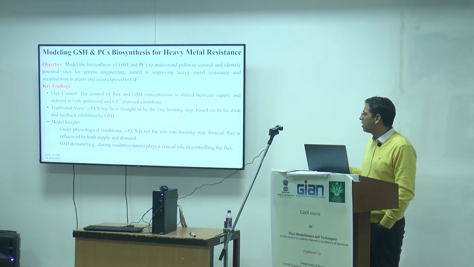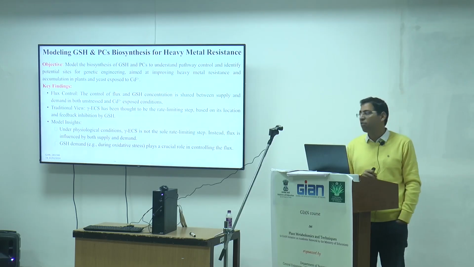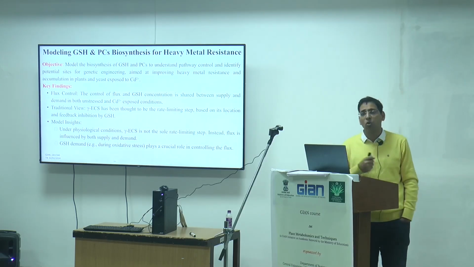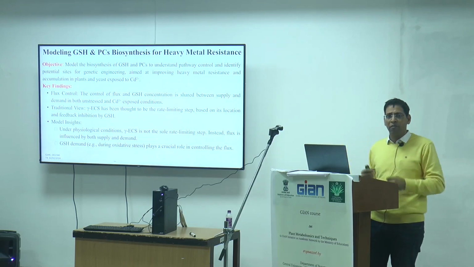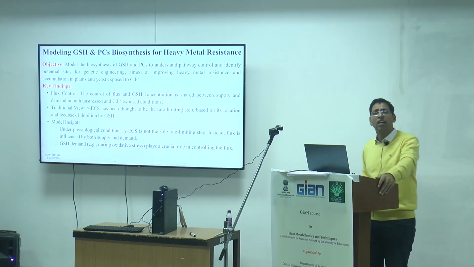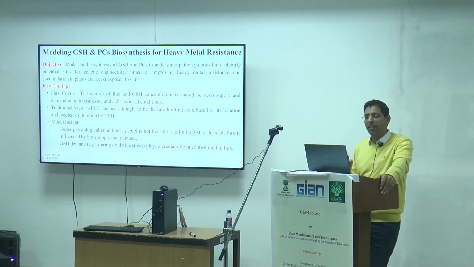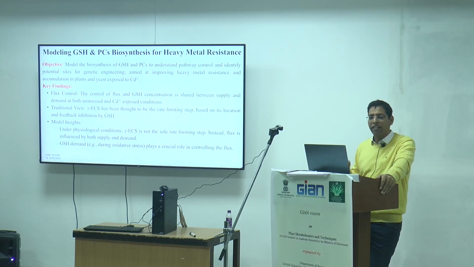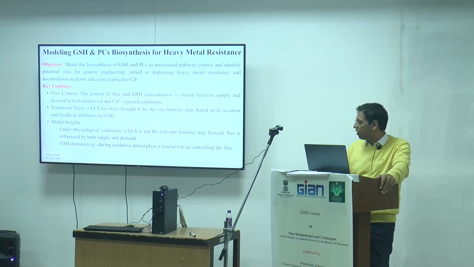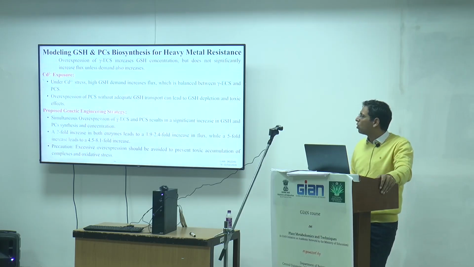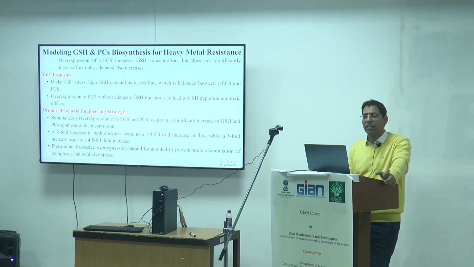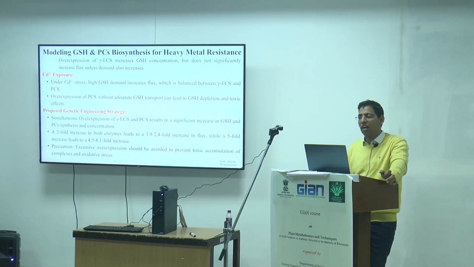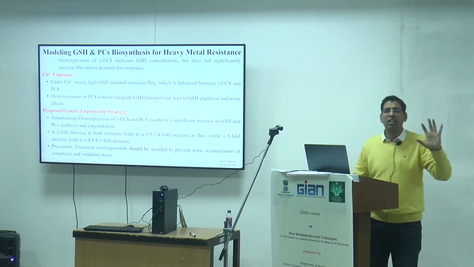Here, this is the rate limiting step based upon its location and the feedback behavior by the glutathione. But model insights emphasize that it is not only the sole rate limiting step. It is also influenced by the supply and the demand. So glutathione demand plays a crucial role in controlling the flux basically. So if we overexpress this particular enzyme, it increases the glutathione, but we are not getting any increase in the flux.